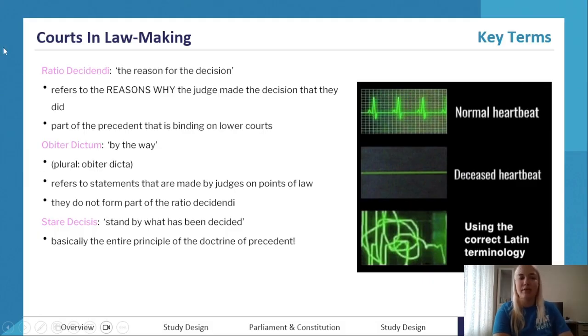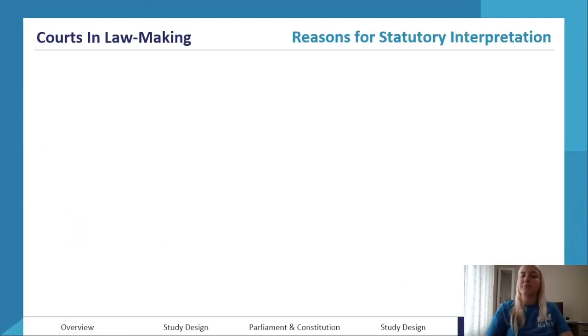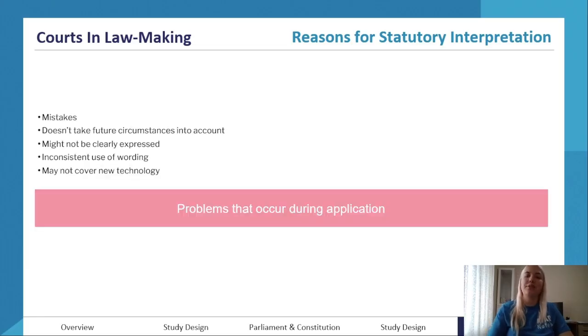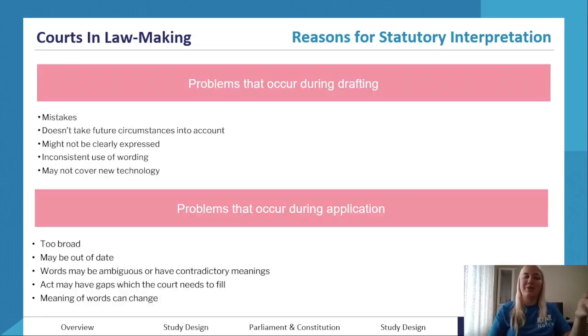They're not part of the decision, like ratio decidendi, and they do not form a part of precedent or common law that future judges in similar cases will have to follow, as they're just comments. Now, stare decisis means stand by what has been decided, and this just refers to the entire principle of the doctrine of precedent and the process you need to be able to explain. So you're expected to use those terms when answering questions, so learn them, be confident in them.